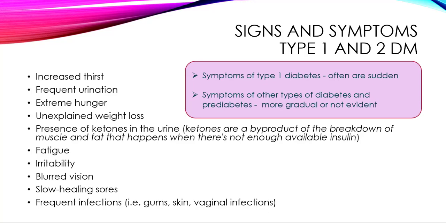So when this test is done and there are ketones in urine, that's a way to know that the body is not using glucose appropriately. It is actually using muscle and fat to feed the cells.